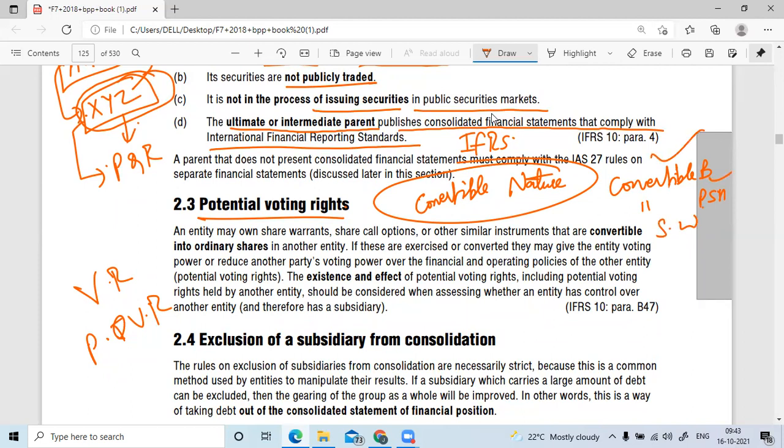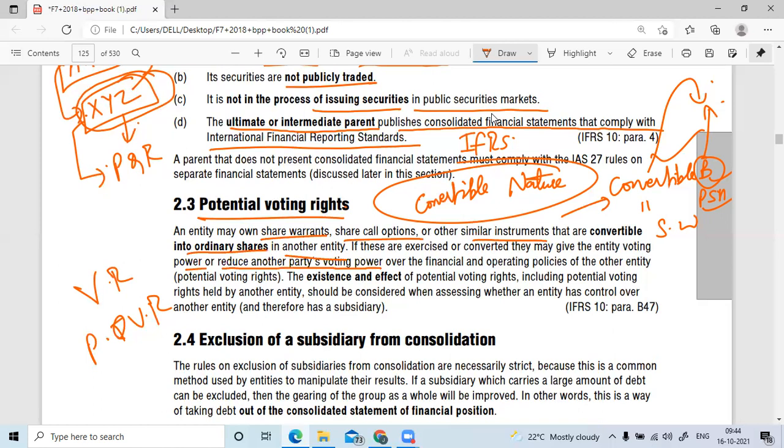You can research on this. There are some call options also. Share call options. All these things would convert some security into equity, and when they get converted, they will definitely have voting rights. So those are voting rights which are not existing right now; in future, they will come into the picture. They are potential voting rights. Now, an entity may own share warrants, share call options, or other similar instruments that are convertible into ordinary shares in another entity. If these are exercised or converted, they may give the entity voting power or reduce another party's voting power. Got my point?